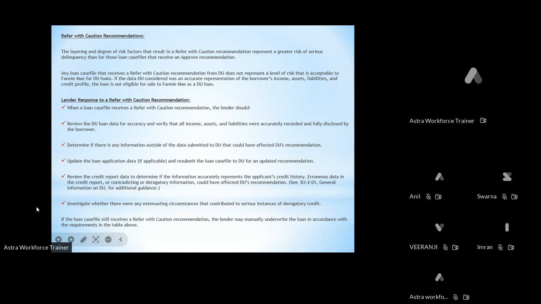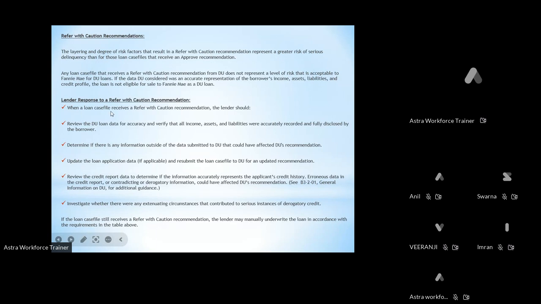Because of that reason, it is showing refer with caution. That's very critical to sell to Fannie Mae, right? That will be selling to the next level. Very critical to selling to Fannie Mae. That's the secondary marketing. Okay, what's the lender response to the refer with caution recommendation?